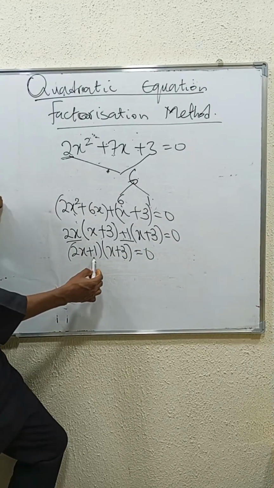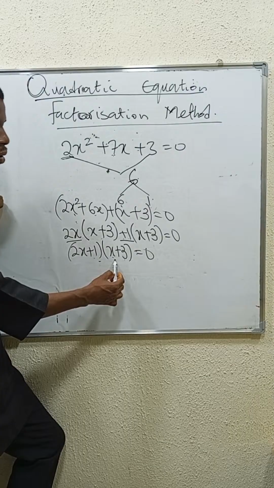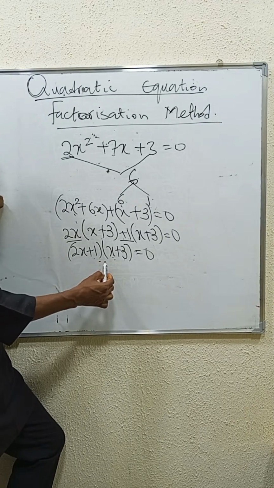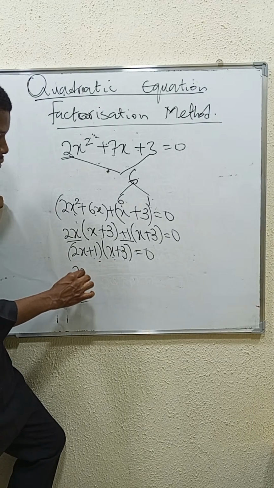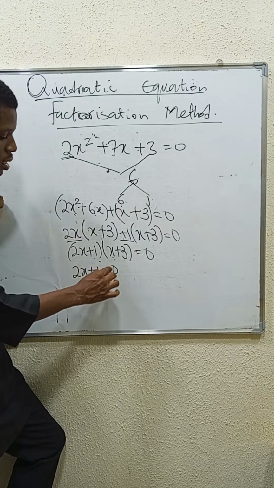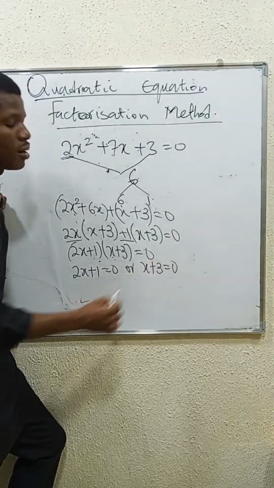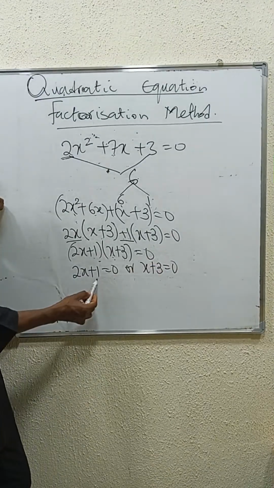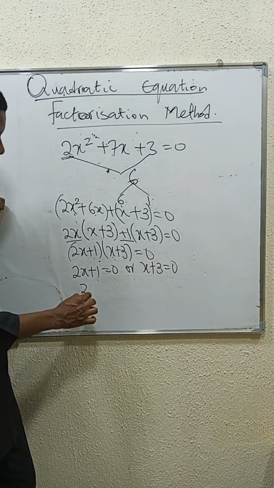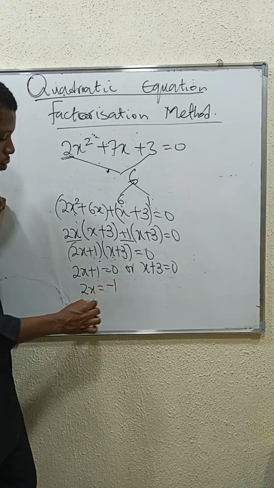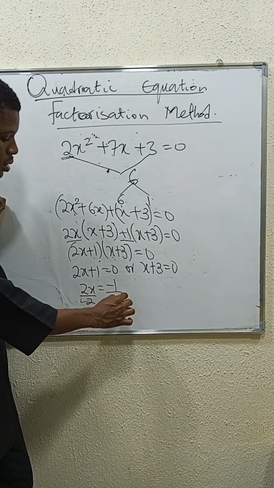So if you have this, when two terms multiply to give 0, that means one of them is 0 or both are 0. That means 2x plus 1 is 0, or we say that x plus 3 is 0. Okay? So we have to subtract 1 from both sides. 2x is equal to minus 1. Divide by 2, divide by 2.